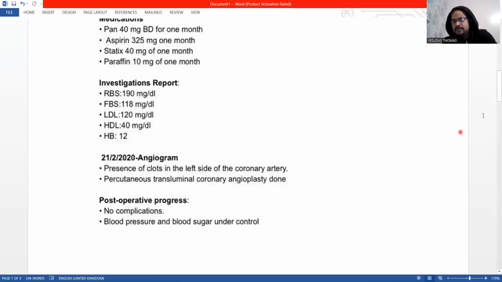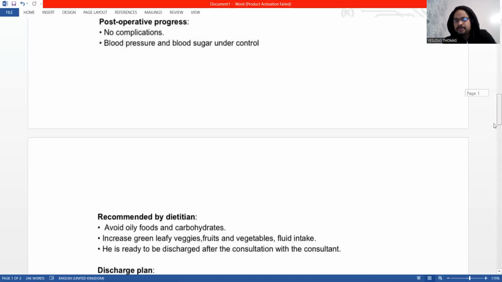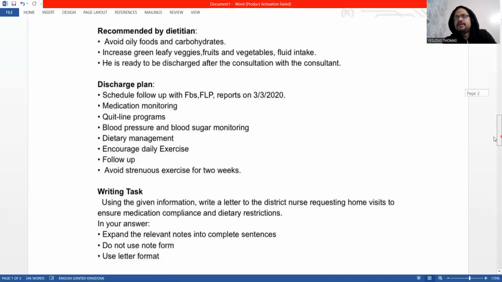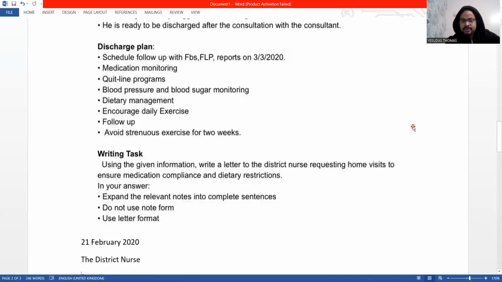What you have to do is closely monitor the blood pressure and blood sugar. If there is anything unusual, you need to report to the appropriate medical care. And you have to strictly monitor the medication compliance and the dietary restrictions along with the recommended dietary pattern. And now we have to take care of the quitline programs, encourage exercises and the scheduled follow-up care. That's it. The rest of the things should not be addressed here in this letter.